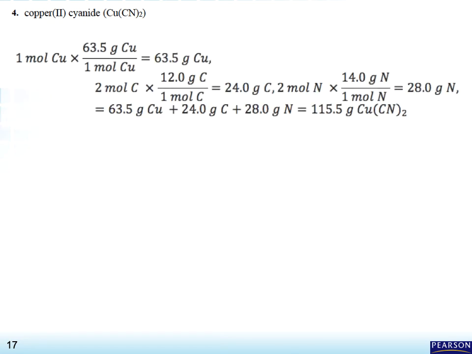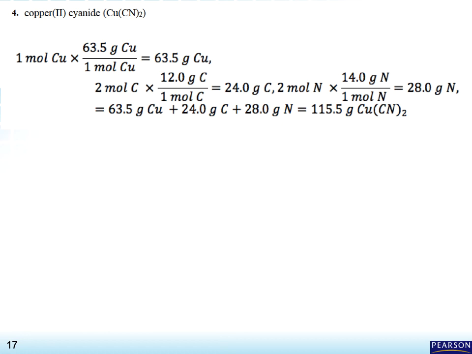Now this next one is different. We haven't seen this yet with any of our formulas, but this one has parentheses. And now I'm going to show you the reason we needed the parentheses in copper 2 cyanide was to show there were 2 cyanides. But when you're doing molar masses, that's also important where that 2 is and where the parentheses go.